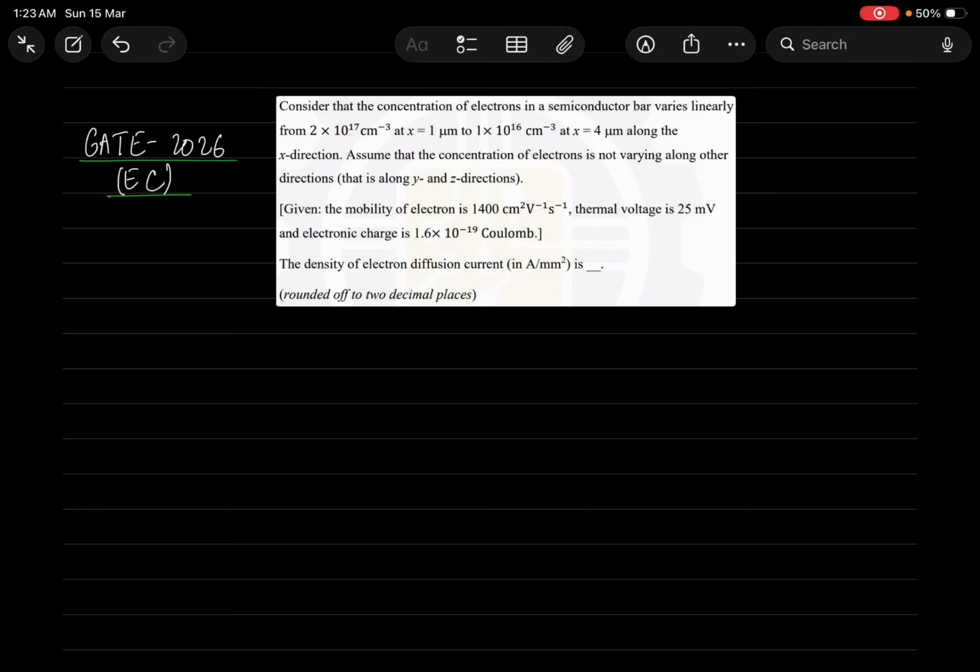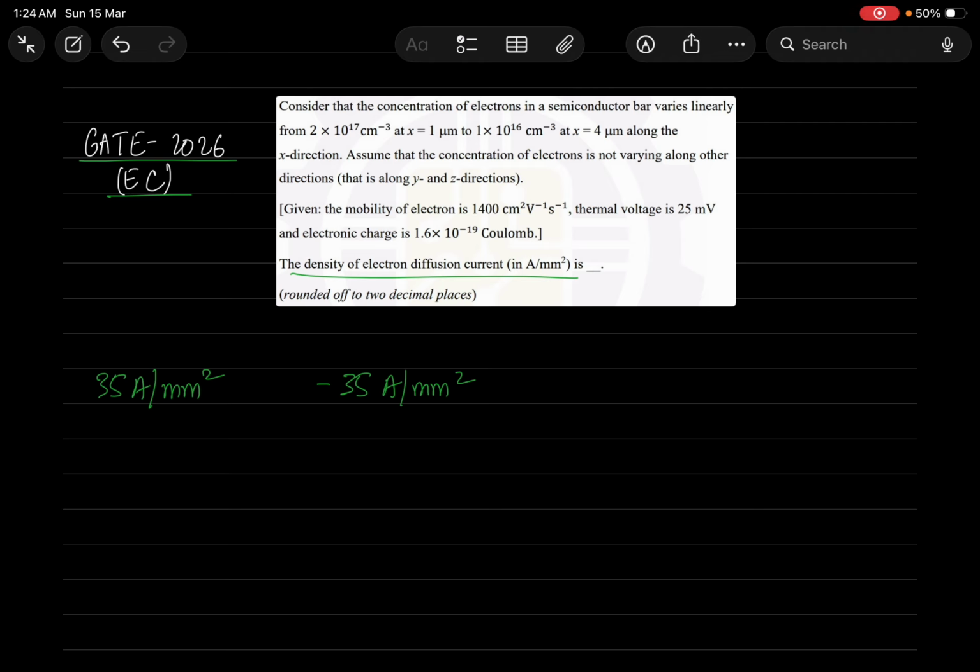So hello everyone, today we have a question from the GATE 2026 electronics paper. In this question they are asking about the density of electron diffusion current. The problem with this question is that in the official answer key released by IIT Guwahati, they have mentioned the answer to be 35 amperes per millimeter square, which is actually wrong. The correct answer should be negative 35 amperes per millimeter square.